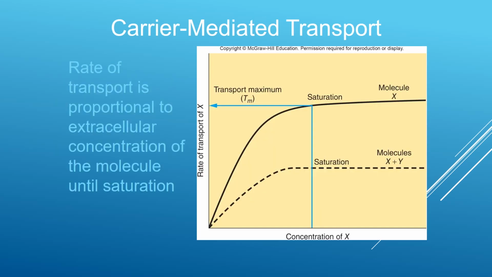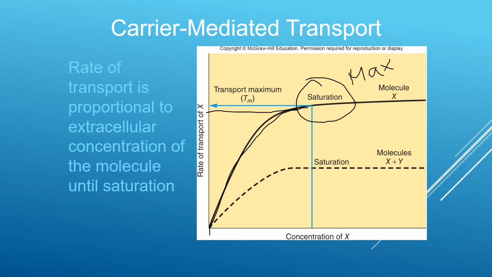With carrier-mediated transport, the rate of transport of the molecule into the cell is directly proportional to the extracellular concentration of the molecule. In this graph here we have the concentration of X and then the rate of transport on the y-axis. This will occur until we hit saturation. At this time, the rate of the transport reaches a maximum value. So this is at max.